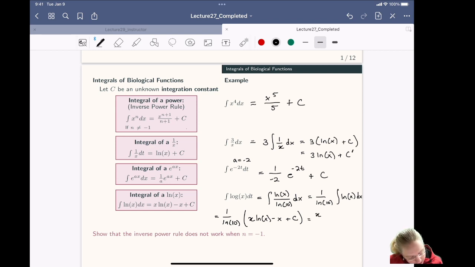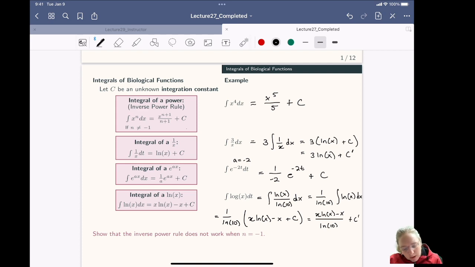So we have x ln of x minus x divided by the natural log of 10, plus some unknown constant that I'm now going to write as c prime because it has absorbed that natural log of 10.